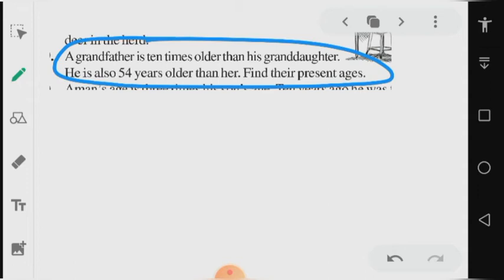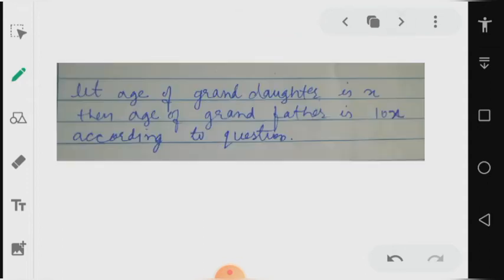So, grandfather is 10 times older than his granddaughter. He is also 54 years older than her. Find their present ages. So it's a very important question. See carefully. First, we will consider the age of the granddaughter, that is x. You can also take y, it doesn't matter, any other symbol from the alphabet you can take. But x and y and z are easier to remember.